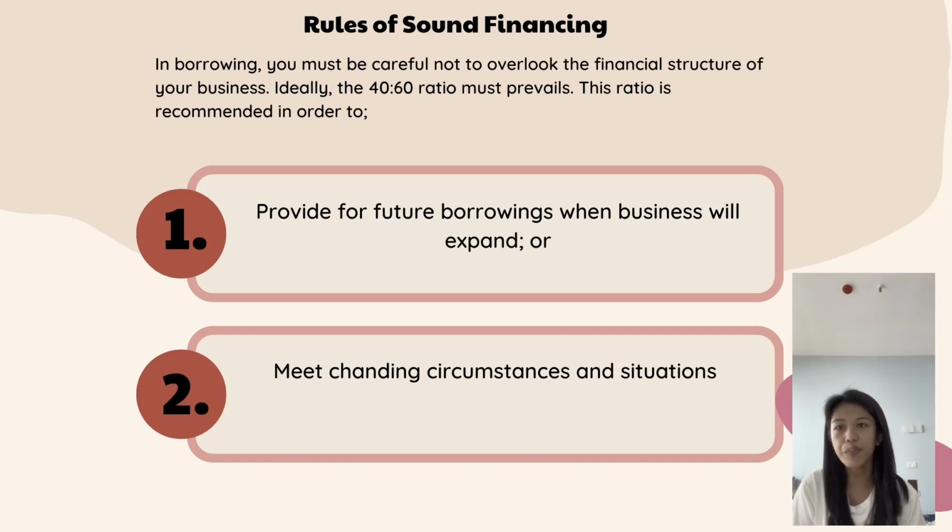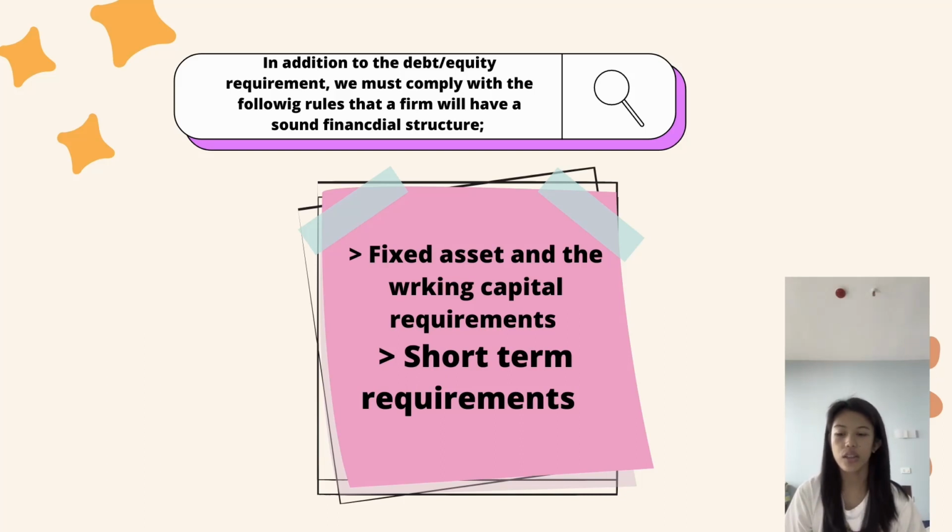For example, if you need 100,000 to set up your business, only 40,000 must be borrowed, and it is considered debt or liabilities. And the remaining 60,000 must come from your own contributions, which means owner's equity, from your own savings or your own finances. This 40-60 ratio is recommended, first, to provide for future borrowings when the business expands, and second, to meet changing circumstances and situations. In addition to debt-equity requirements, we must comply with the following rules so that a firm will have a sound financial structure.